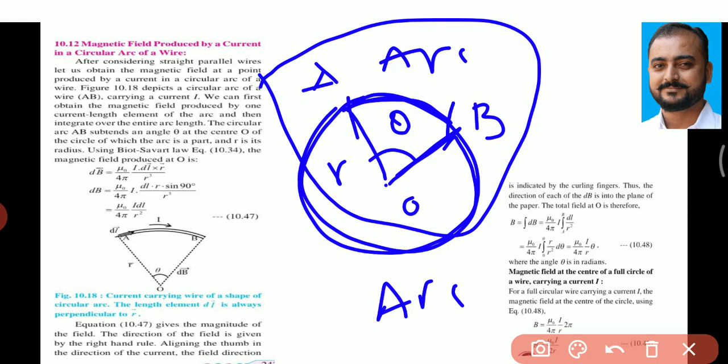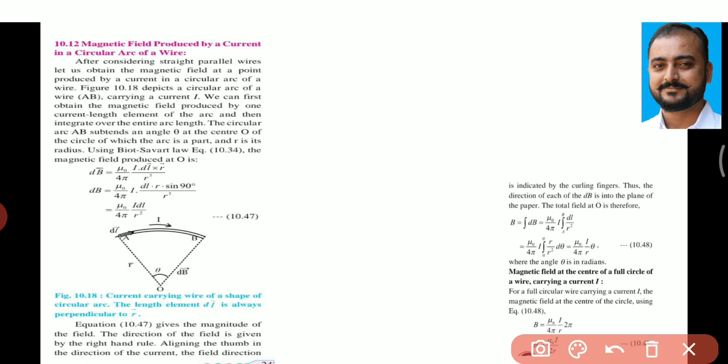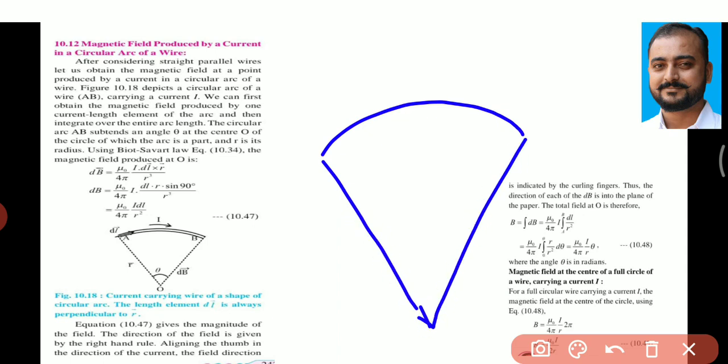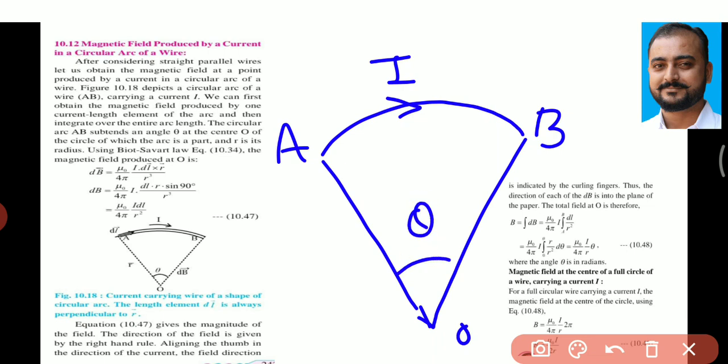Now in this case, we consider a current in a circular arc of a wire, which looks like this. As I show in the figure, it's a part of a circle. A to B is the arc. Let I be the current flowing through this arc. This is the center point O, and this is angle theta.